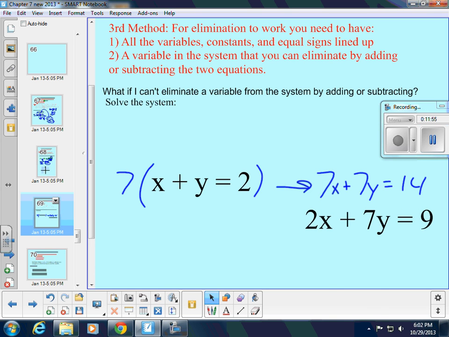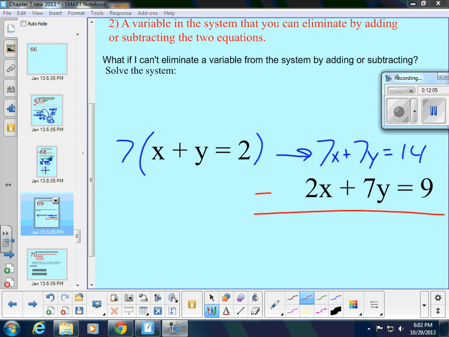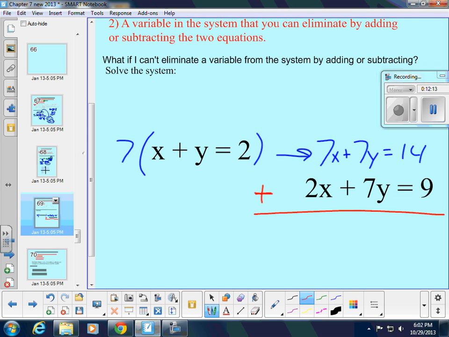Now I can use elimination by subtracting these two equations. That'll eliminate the y variable, and then from there I can keep solving this system. So in this case, I'm going to subtract. And my suggestion is, if you're subtracting, what I would instead do is just add, but change the signs of every term. So now I've got 7x plus negative 2x, which gives me 5x. 7y plus negative 7y, which gives me 0y. So again, there we go.